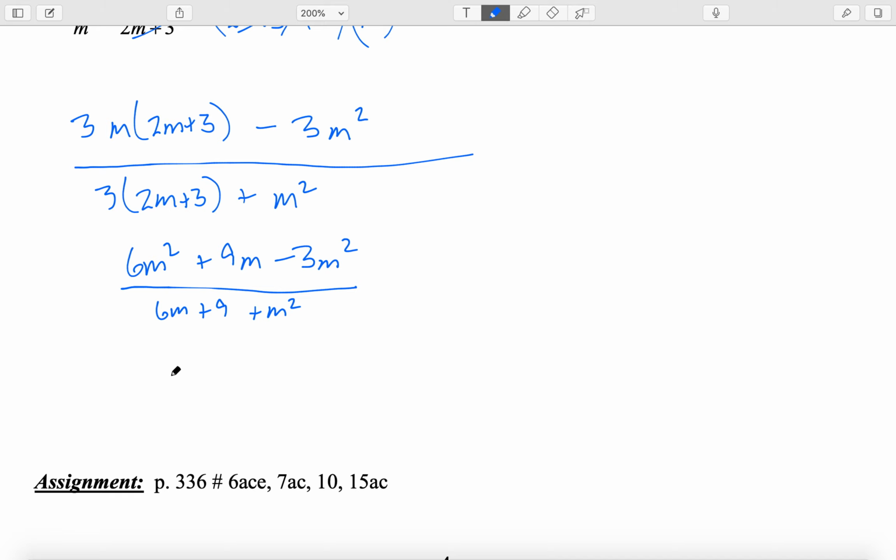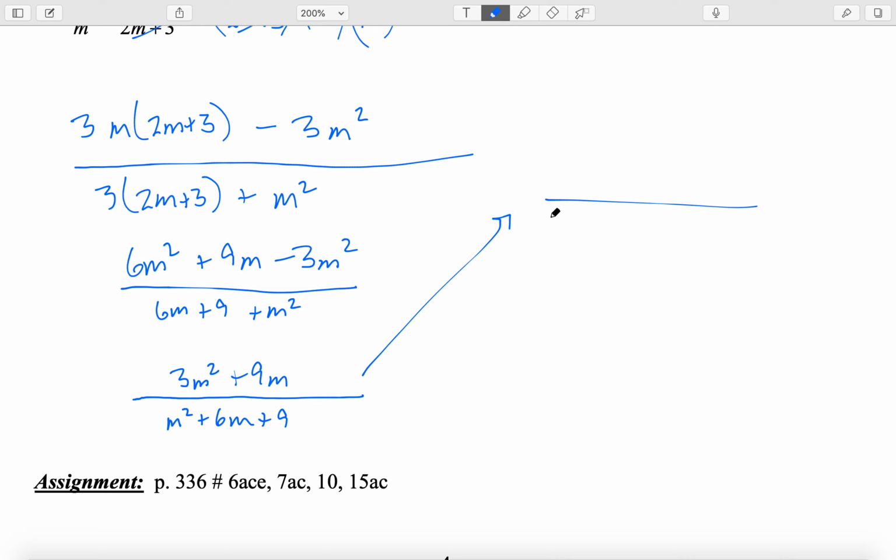Looks familiar. The bottom, the denominator, oh yeah, that's a trinomial. Look at the denominator. It's m squared plus 6m plus 9. And what's the top? The top is 3m squared plus 9m. I'm not done yet. I can't cancel individually, but I do recognize the bottom. It's 2 numbers multiplied to 9 and add up to 6. It's got to be 3 and 3. m plus 3, m plus 3.